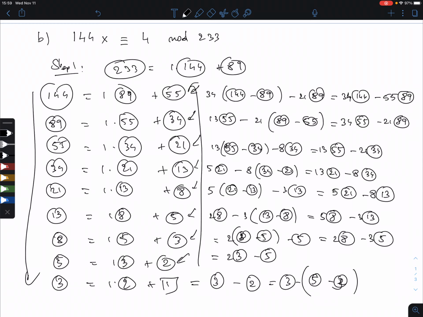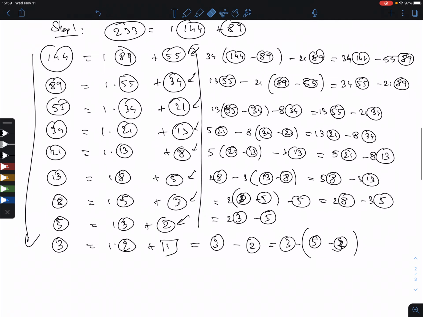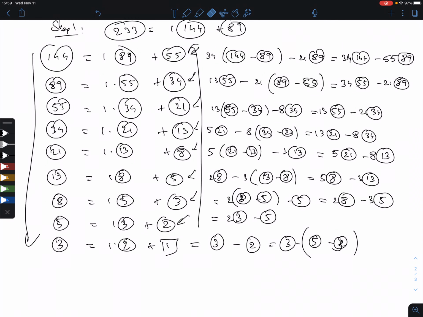34 times 144, that's 4896, and 89 times 55 is 4895. Okay, so we are good. We have written our, so we write again. So 1 is equal to 34 times 144 minus 55 times 89.